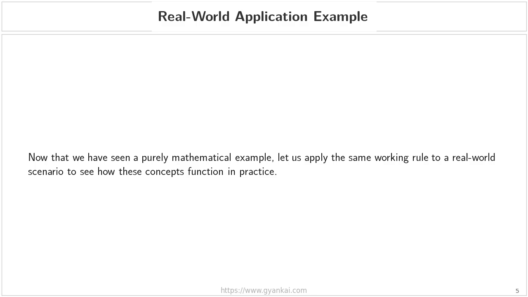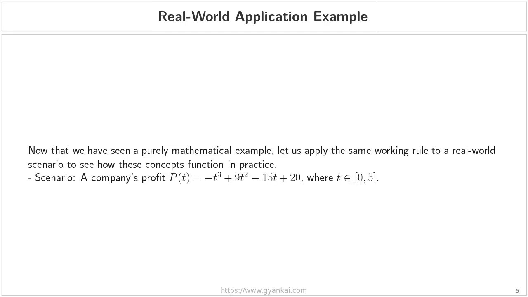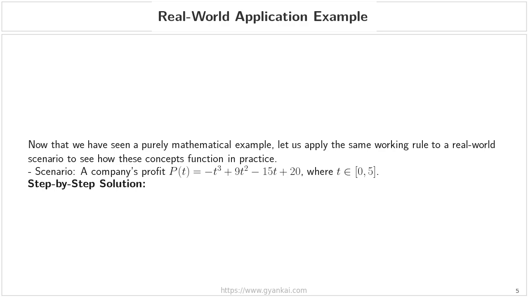Real-world application example. Now that we have seen a purely mathematical example, let us apply the same working rule to a real-world scenario to see how these concepts function in practice. Consider a company whose profit is modeled by the function p of t equals negative t cubed plus 9t squared minus 15t plus 20, where t represents time in years, and we are analyzing the period from year 0 to year 5. To find the absolute extrema, we will follow the step-by-step algorithm we established in the previous slides.